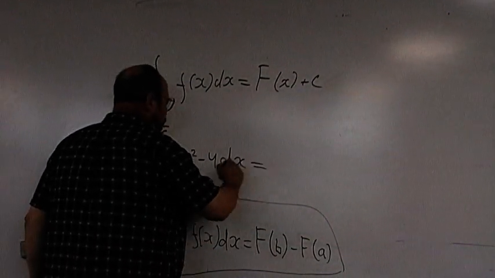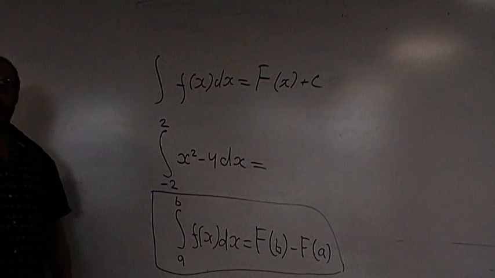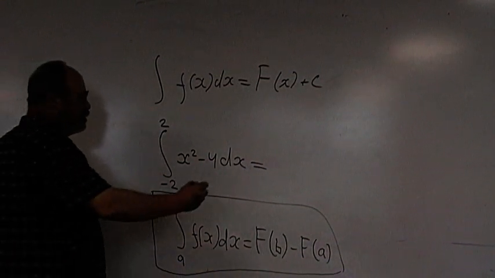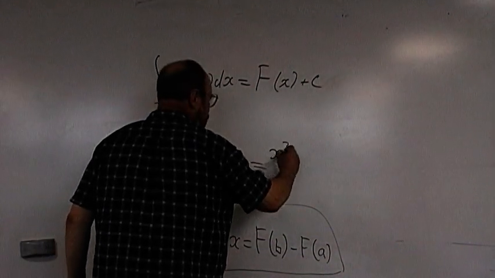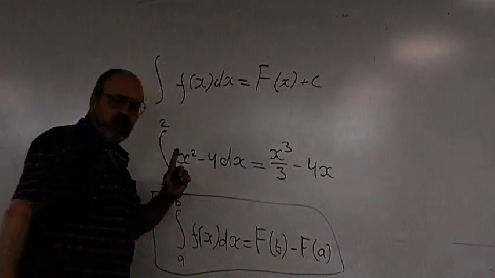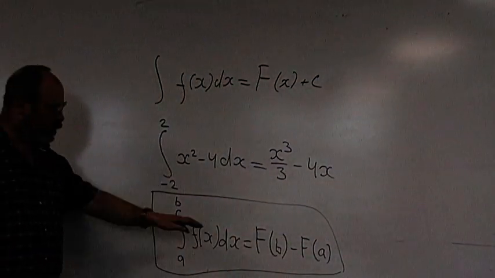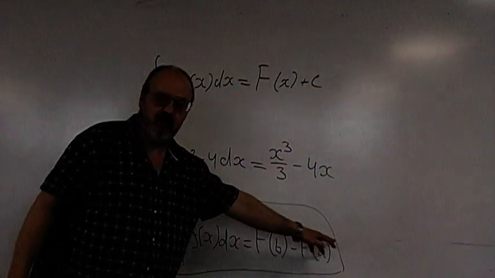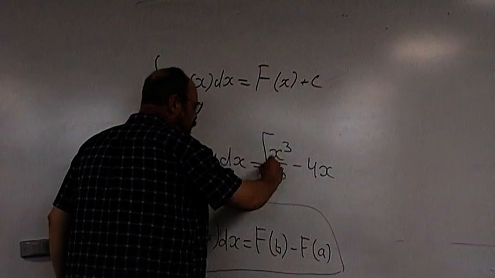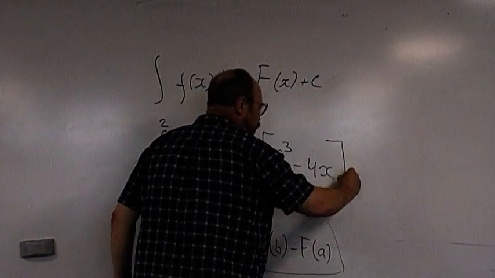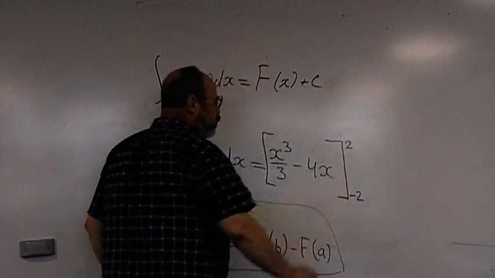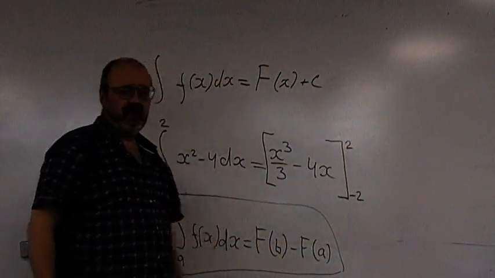So what is the antiderivative of x squared minus 4? Come on, it should be easy. x cubed on 3 minus 4x. Now, we don't write plus c here, because we have plus c and then minus c, it cancels out. Then we put it into the square brackets, and we write minus 2 and 2, lower limit and upper limit.